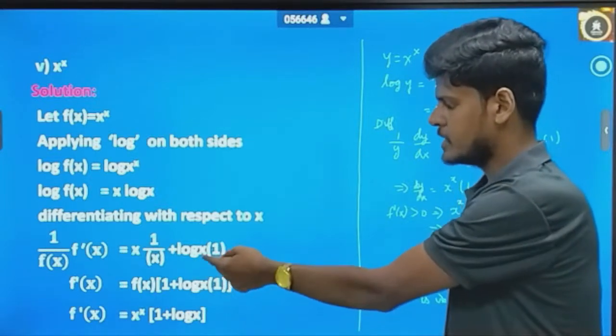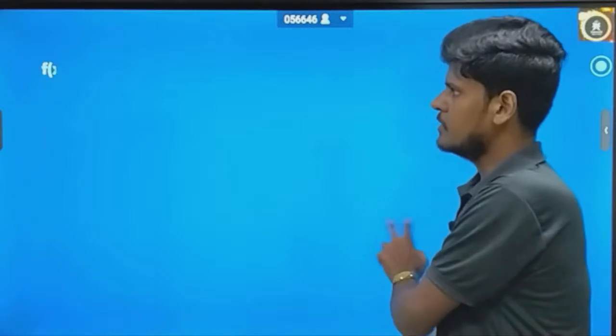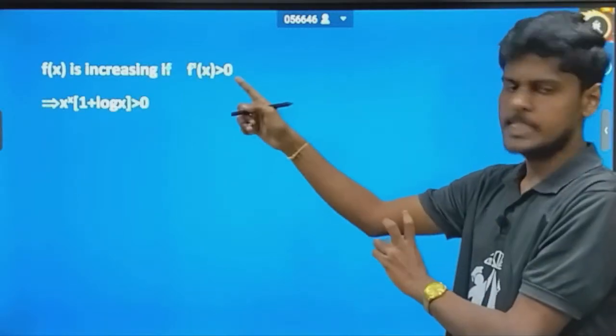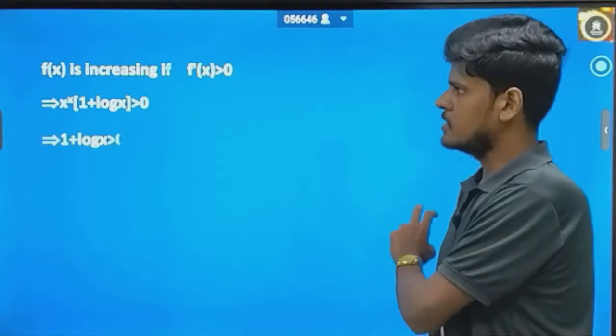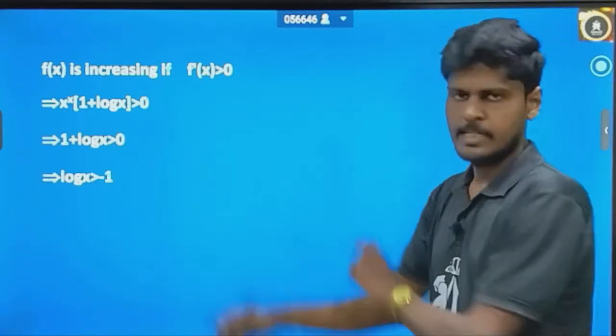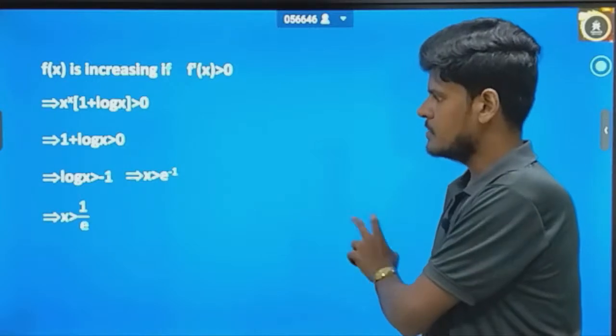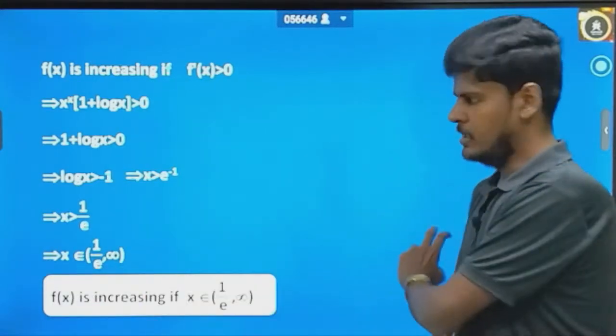So that means f dash of x equals x power x into 1 plus log x. Then what we need to do? f of x is increasing in the interval where f dash of x is greater than 0. That means 1 plus log x should be greater than 0, or log x is greater than minus 1. That means x is greater than 1 by e. So this is the increasing interval.